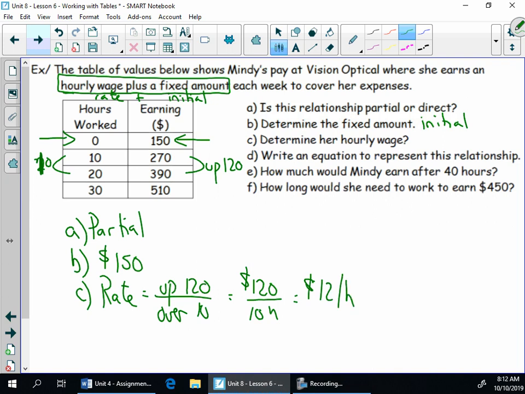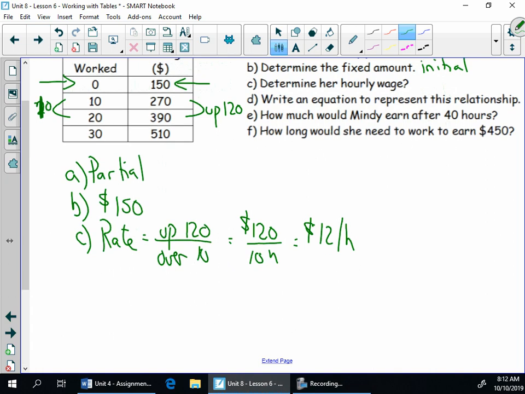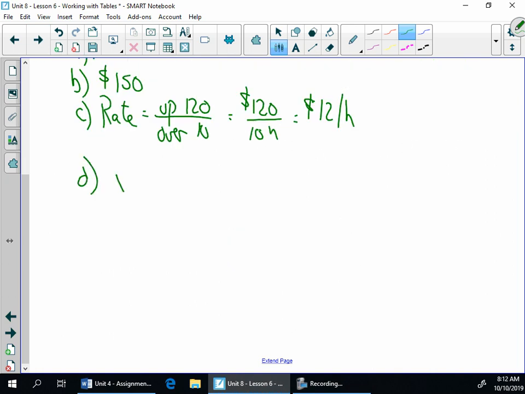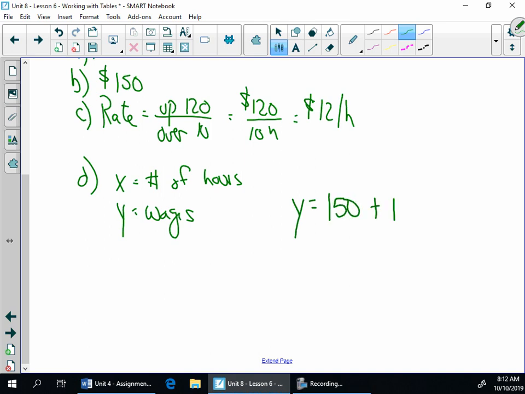Okay, part D, write our equation. Hopefully you're getting pretty good at this now. X equals her number of hours. Y will equal her wages or her earnings. Her initial value we said was 150, and it went up $12 for every hour she worked.